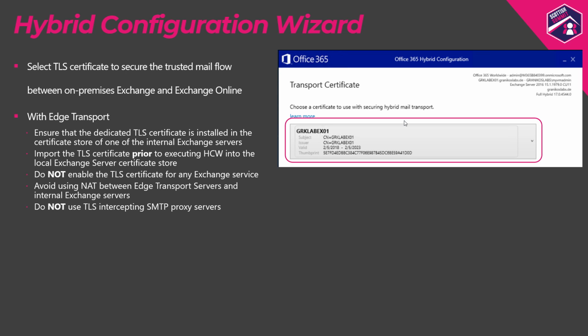If you use Edge transport, you must select the imported Exchange certificate from the Edge server, which is not configured for any other Exchange service. The reason for this is that the HCW runs from your internal Exchange org and needs the certificate information from the Edge server because it needs to configure the inbound connector in Exchange Online as well.